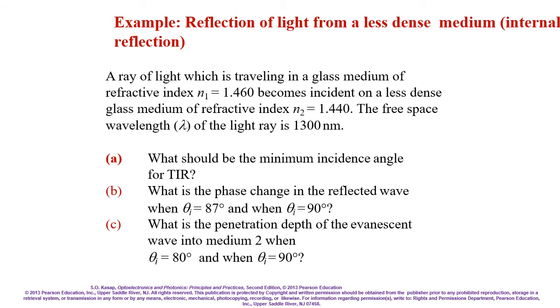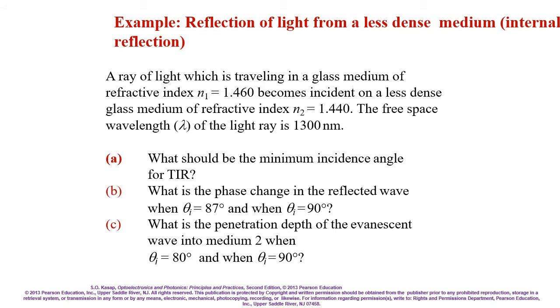There is another example of reflected light from the denser medium, which is internal reflection. So if there is a problem related to the wave properties of light, first you have to determine whether it is internal or external reflection. If it is external reflection, then the reflection coefficient must be negative and there would be a phase shift of 180 degrees. However, if it is internal reflection, then there would be no phase shift and the reflection coefficient would be positive.